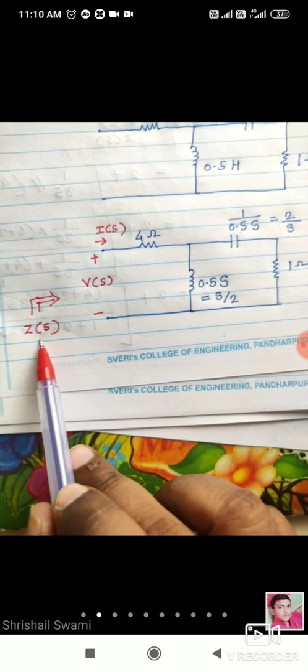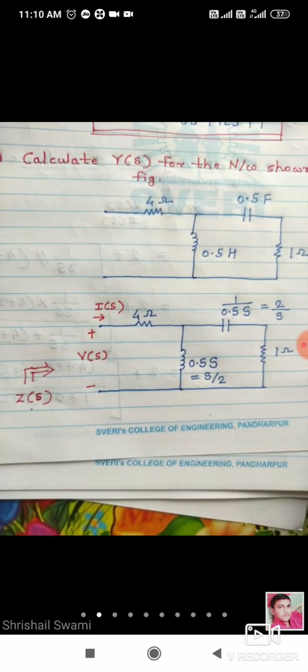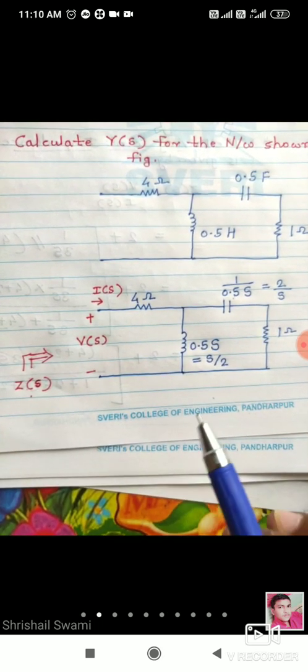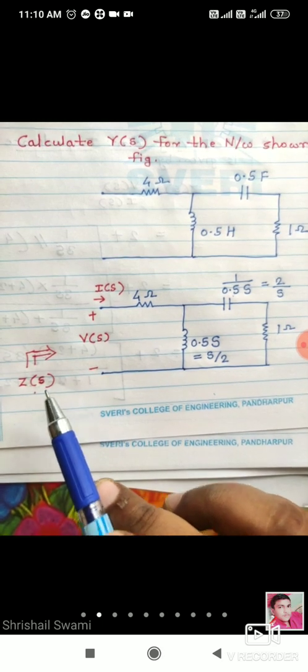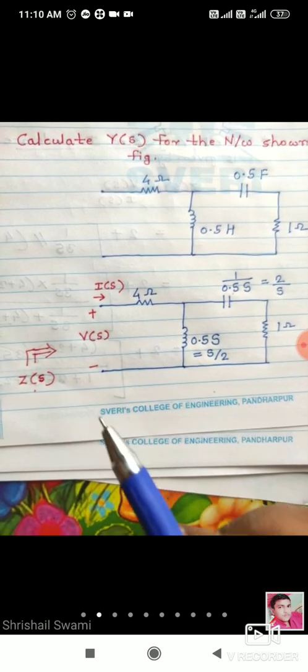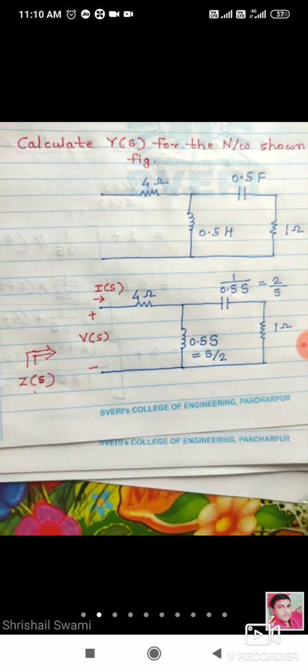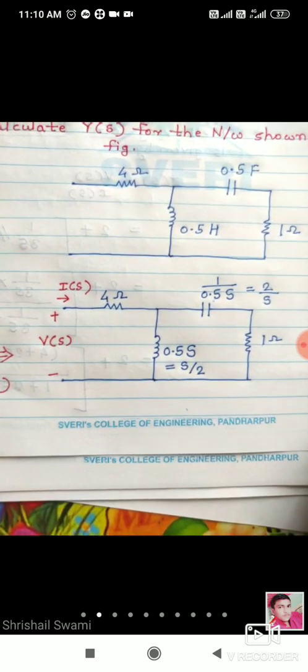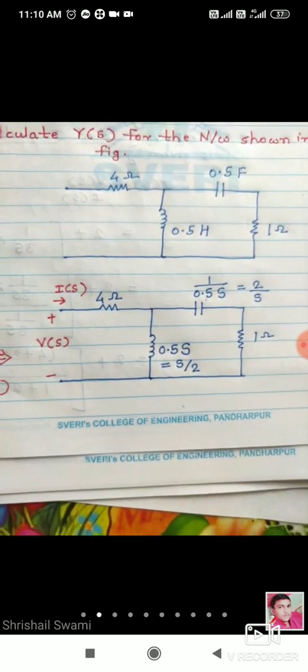That means calculate Z of S, and after that take the reciprocal, you will get the answer for Y of S. Okay, for a one port network there is no problem. First of all, you can calculate Z of S, and from that you can take the reciprocal, you will get the Y of S. So can we start, or you can take the example as homework?